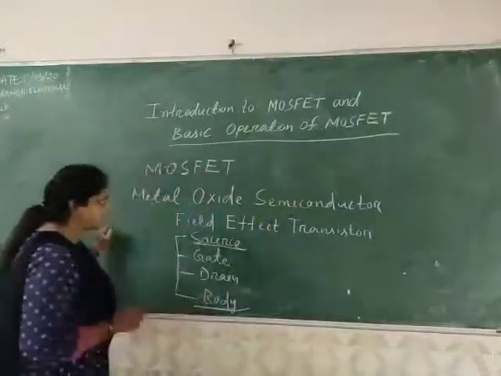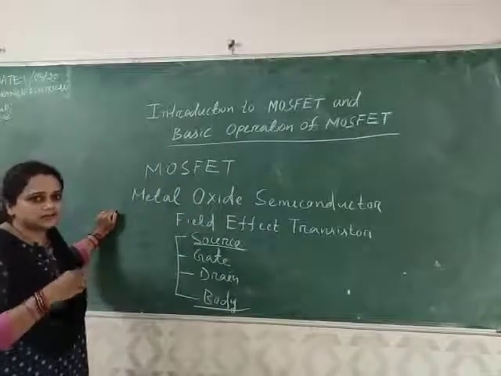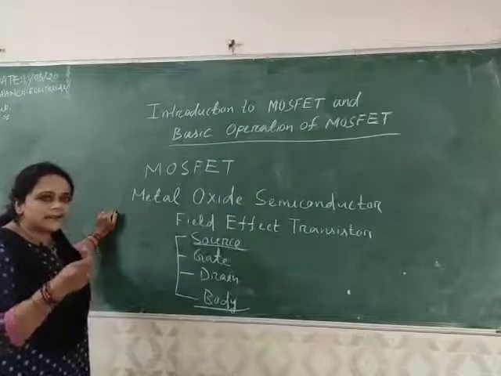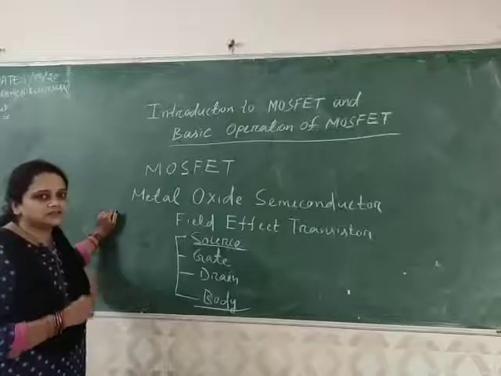MOSFET works by applying voltage on the gate terminal. The voltage applied on the gate terminal controls the current conduction within the device.